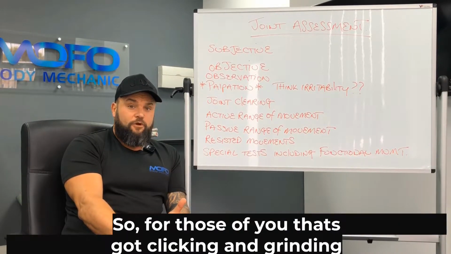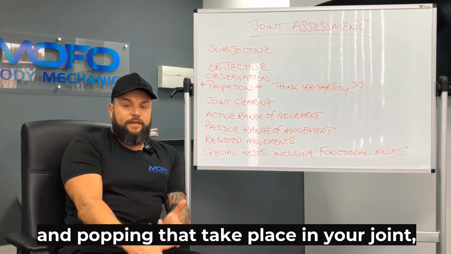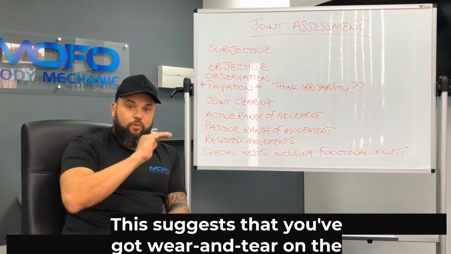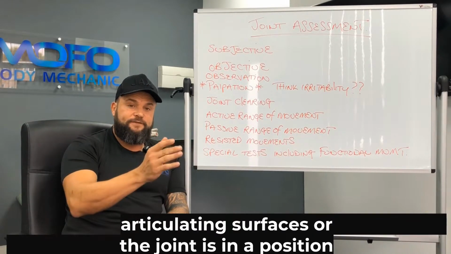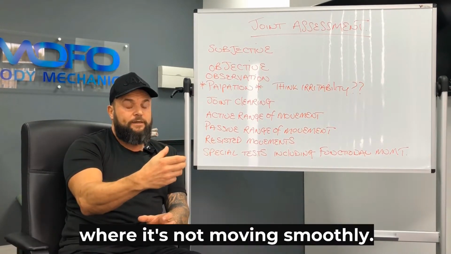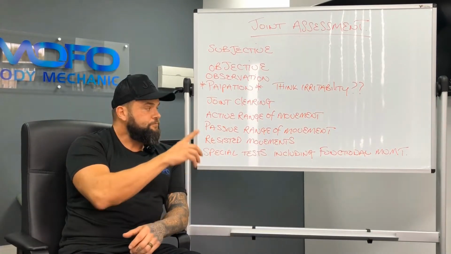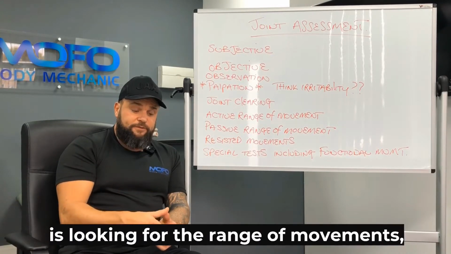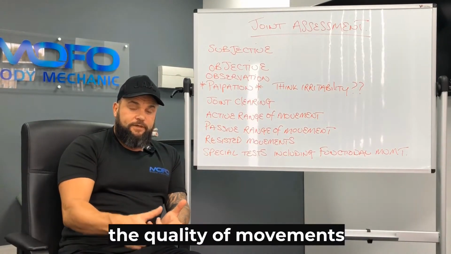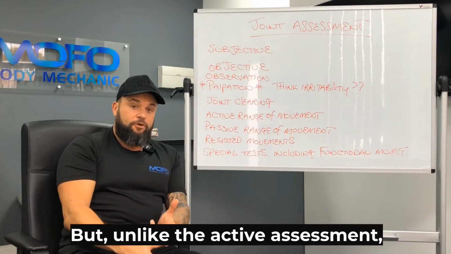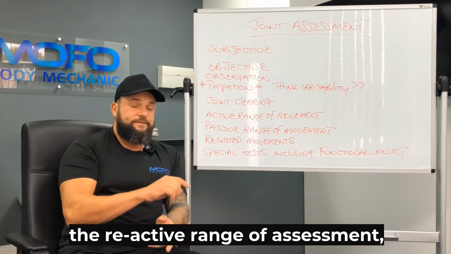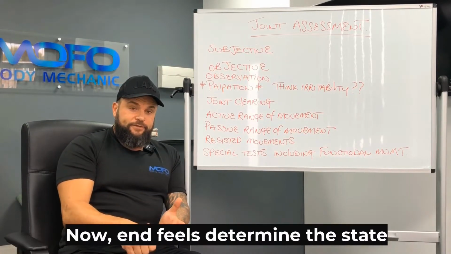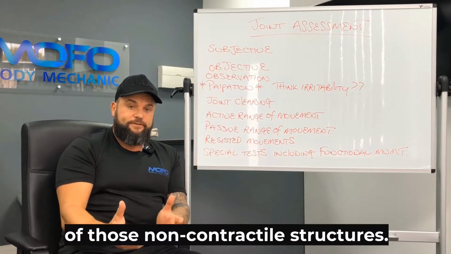For those of you that have clicking and grinding and popping that take place in your joint, a term that's described as crepitus, this suggests that you've got wear and tear on the articulating surfaces, or the joint is in a position where it's not running smoothly. Now, the same as we did for active, passive range of movements is looking for the range of movements, the quality of movements, and again any pain through range. But unlike the active range of movement assessment, here we're also looking for end feels. End feels determine the state of those non-contractile structures.